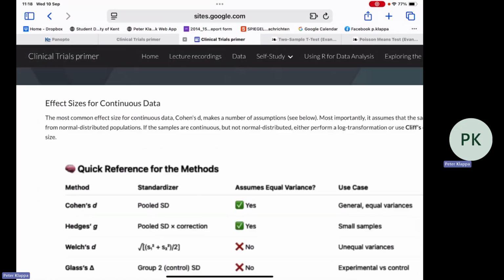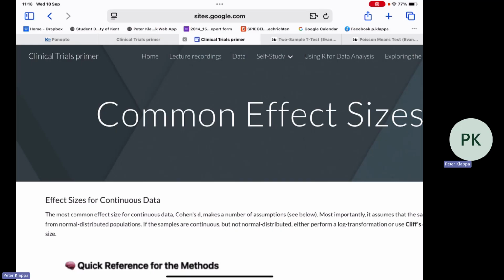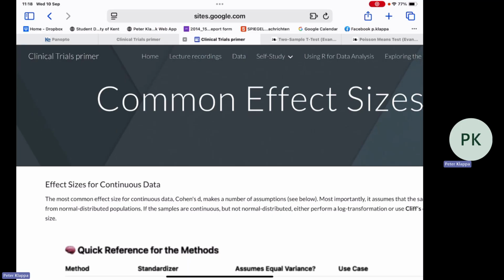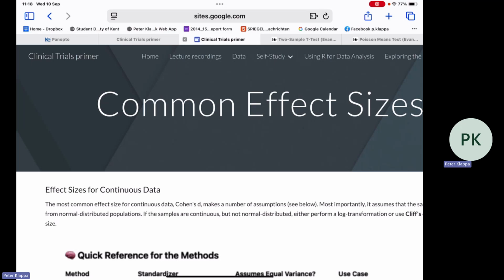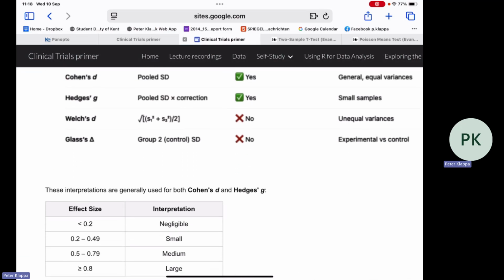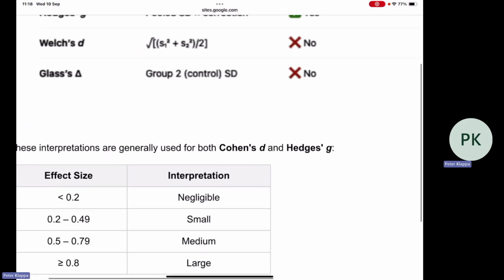So here, common effect sizes, and as I said, Cohen's d is the most common one for continuous data. If you've got a small amount of data, you have to add a correction factor, but we don't worry too much about that.